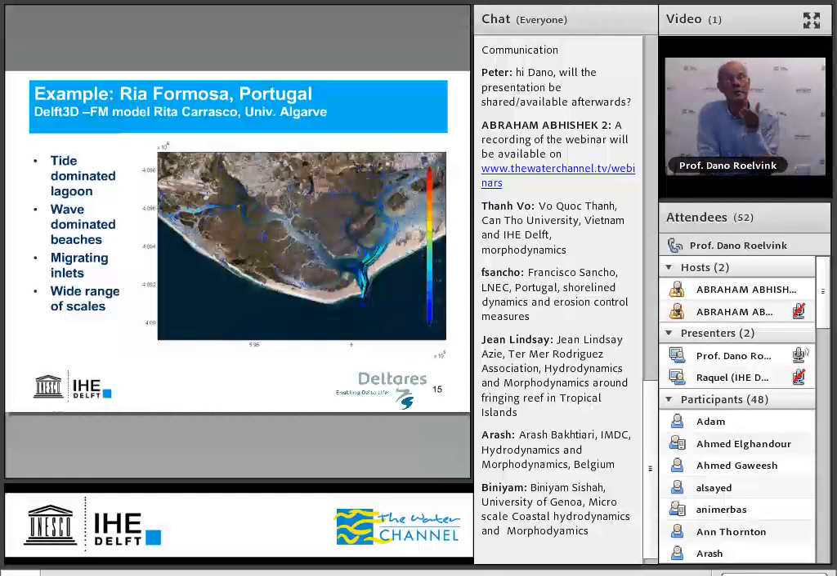This area is tide dominated, but the beaches are really wave dominated. It has migrating inlets, and the whole system is about 100 kilometers in length. So you have a wide range of scales. We need some clever simplifications to simulate the behavior of such a system.